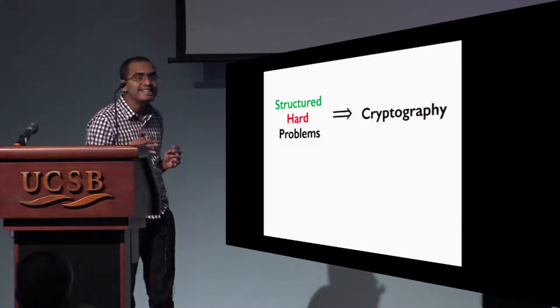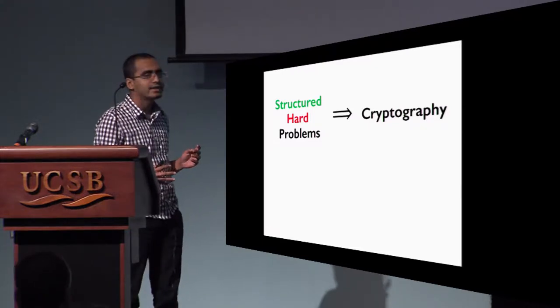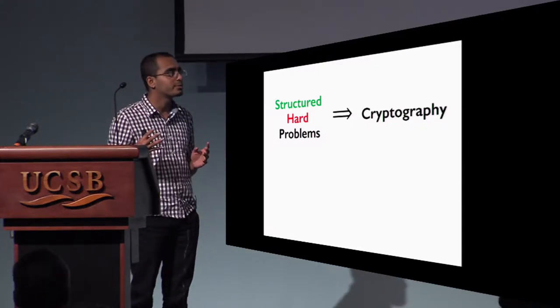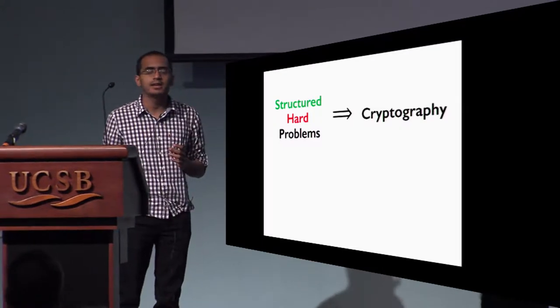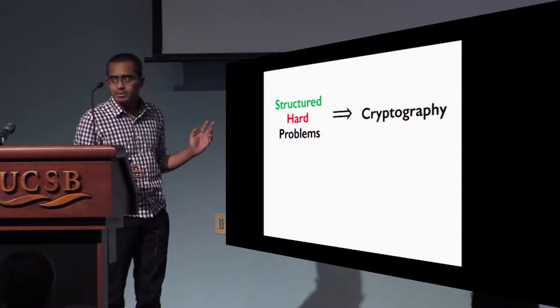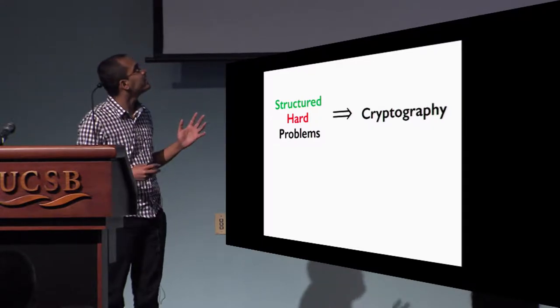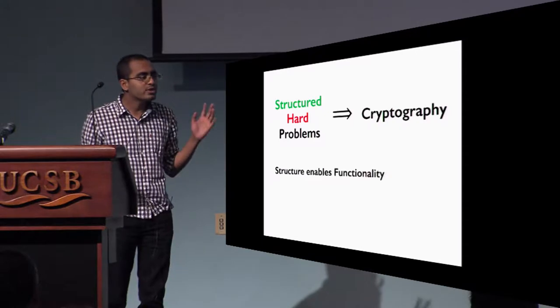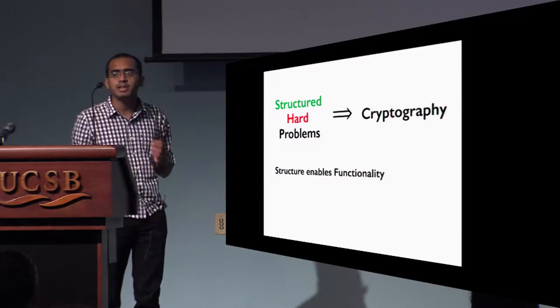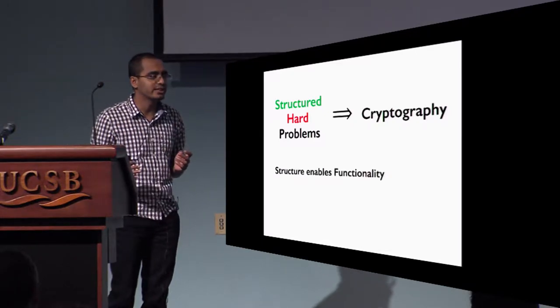So very structured algebraic problems like discrete log are the bread and butter of cryptography. Most of our modern cryptography, especially the public key kind, is based on these problems. And in this talk, we would like to understand, is this inherent? Right. So first of all, we know that this algebraic structure is great for functionality.